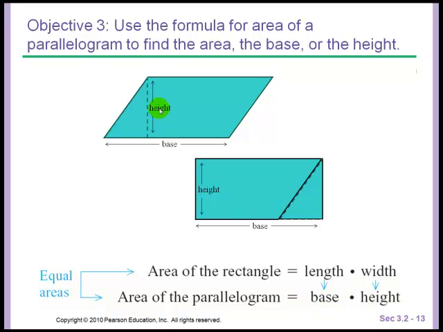Be careful though that the height is this inside measurement that tells you how far apart the top and bottom sides are from one another. It is not the length of the side. This measurement right here, this length here, is not going to be the same as the height. Be very careful about that. You're multiplying the base times this inside height.